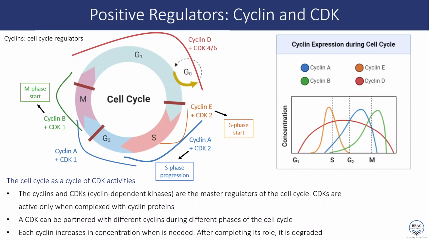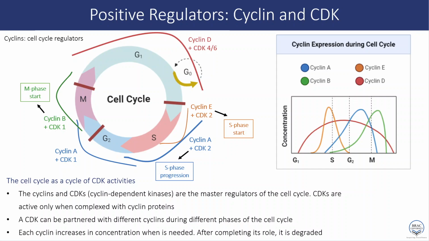When they are both together, they form a complex, the CDK cyclin complex. When they are together, they are activated, and the complex then drives the cell cycle to the next phase. The CDK cyclin complex starts a chain reaction, right? It activates one protein, and that protein will activate another one. It's like a chain reaction in the cell.